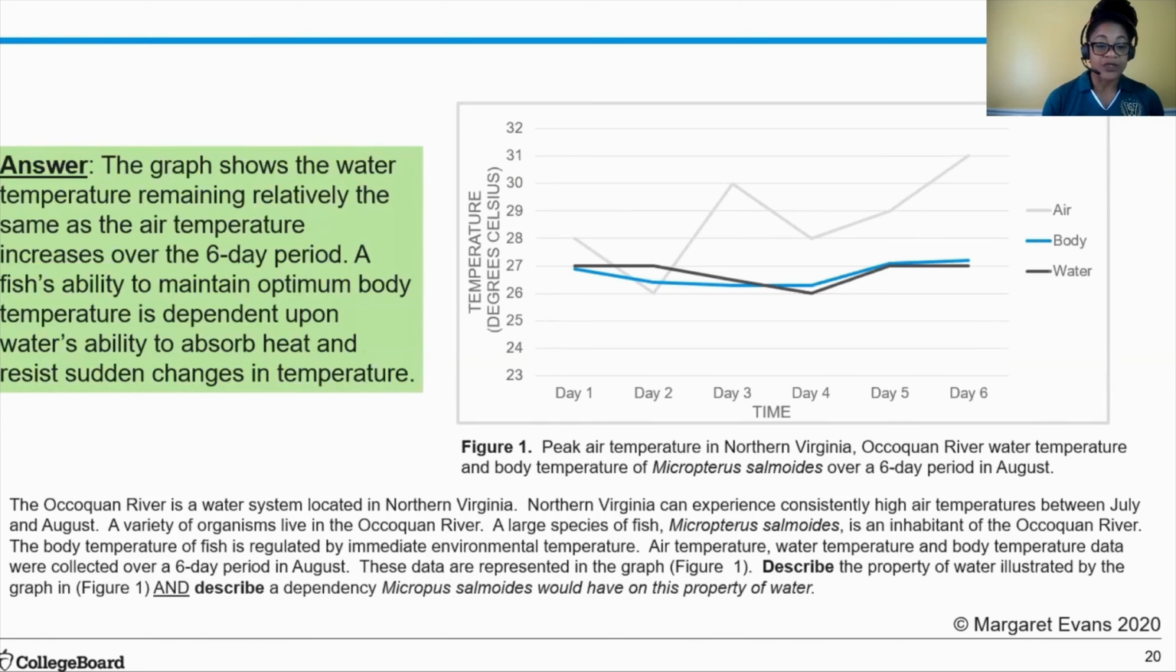And we're also asked to describe how life, such as Micropterus salmoides, which is a fish species, would depend upon it. And so once again, the fish's ability to maintain optimum body temperature is dependent upon water's ability to absorb heat and resist those temperature changes.